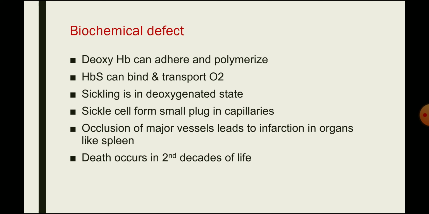So occlusion of the small arteries, and then there may be major arteries sometimes, producing splenomegaly, and then there will be anemia. These are the important features occurring in sickle cell anemia due to the defect in the mutation. So death may occur in the second decade of life.